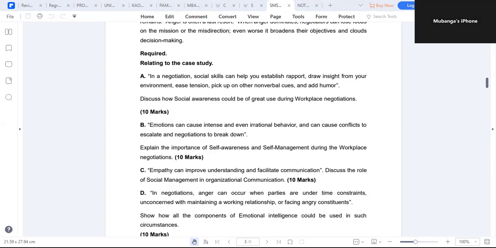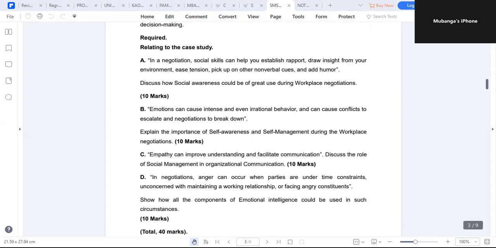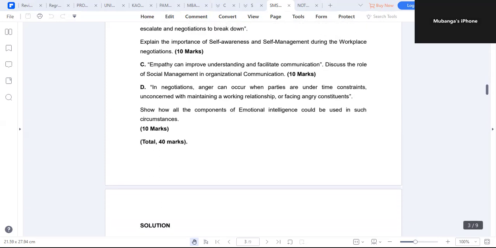Empathy can improve understanding and facilitate communication. Discuss the role of social management in organizational communication. In negotiations, anger can occur when parties are under time constraints and concerned with maintaining work relationships or facing angry constituents. Show how all the components of emotional intelligence could be used in such circumstances. So 10 marks. So this is a case study of 40 marks.